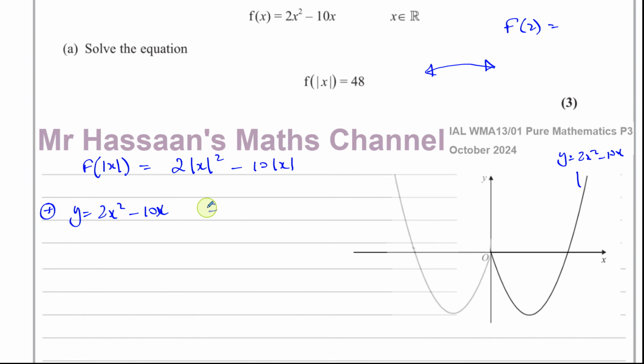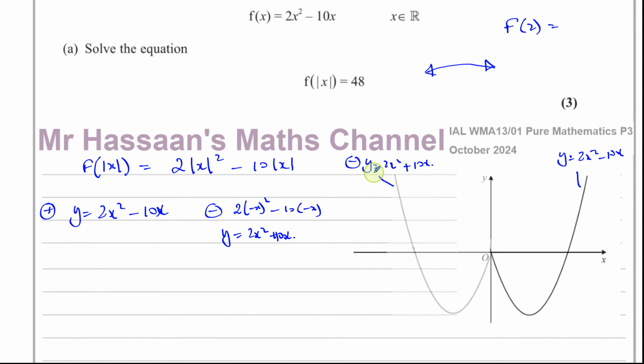And the negative argument of the graph would be when you change the signs of what's inside. So if you change the sign of what's inside here, this becomes 2 times minus x, but you square it, minus 10 times minus x. So you end up with y equals, this becomes 2x squared and plus 10x, which happens to be this part, which is called the negative argument. So this is y equals 2x squared plus 10x. Okay, 2x squared plus 10x.